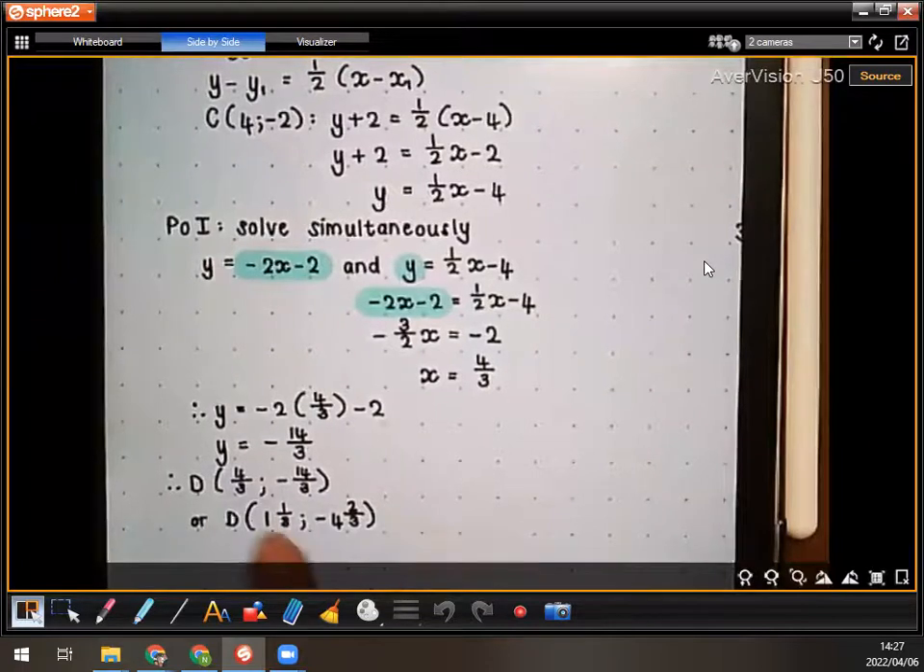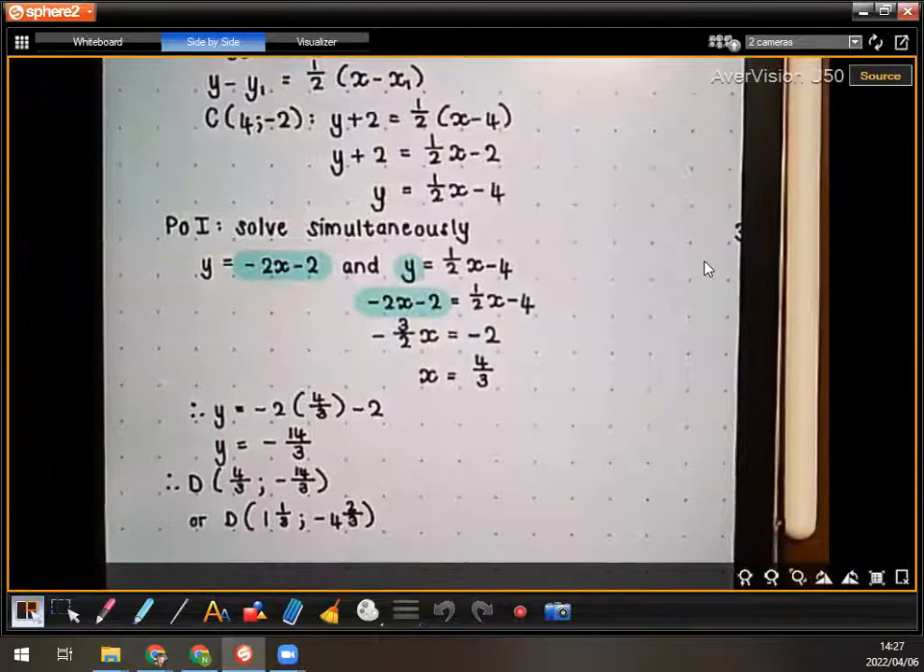So yeah, I just wrote the coordinates of D in mixed numbers because it's a bit easier to understand, but you didn't have to. You could have left it as just 4 over 3 and negative 14 over 3. That's perfect. Or even a decimal if you wanted to. That's just fine.